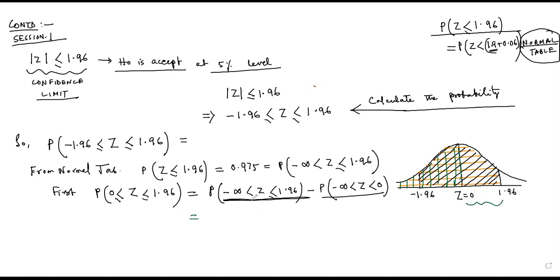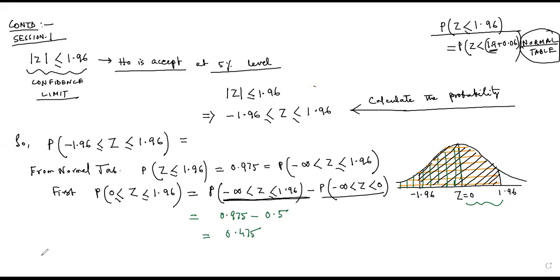We know that this probability is 0.975. And since it is the normal curve and Z equal to 0 is the median, this probability is 0.5. If I subtract 0.5 from 0.975, how much do we get? We get 0.475. So the probability that Z lies between 0 and 1.96 is actually 0.475.